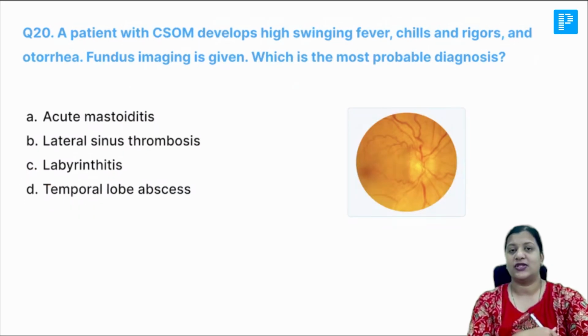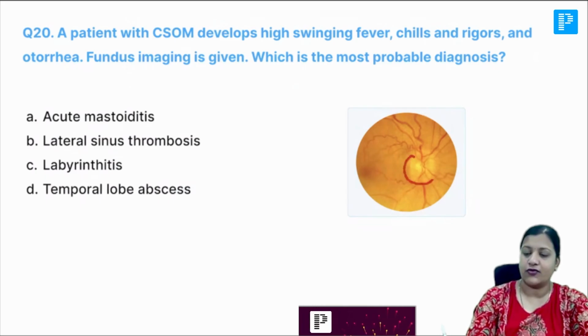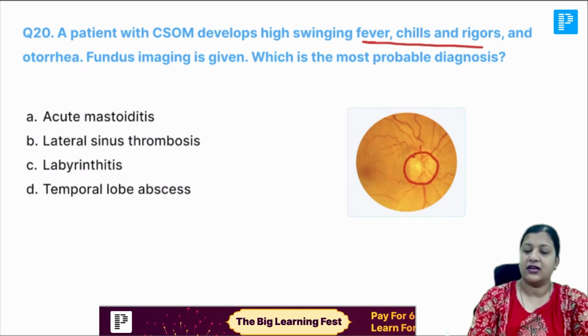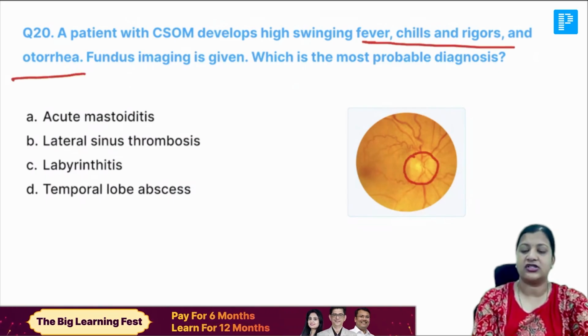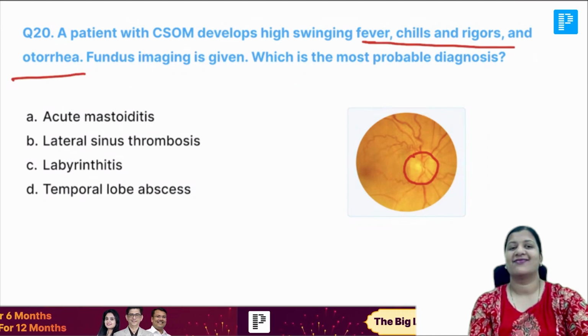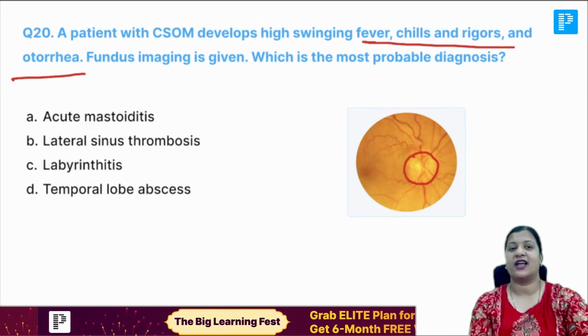A patient with CSOM develops high swinging fever, chills and rigor, and otorrhea. Fundus imaging is given. What is the most probable diagnosis? Acute mastoiditis, lateral sinus thrombosis, labyrinthitis, temporal lobe abscess. So you see that there is dilatation of optic disc, fever, chills, and ear discharge. Where do you get this? Somewhere where the intracranial pressure has increased.